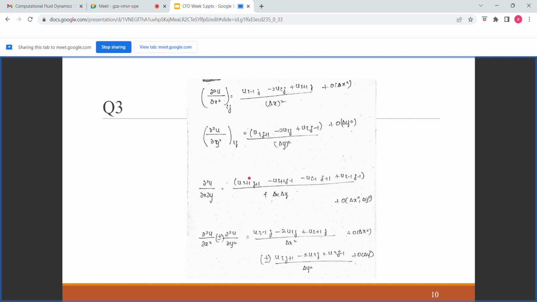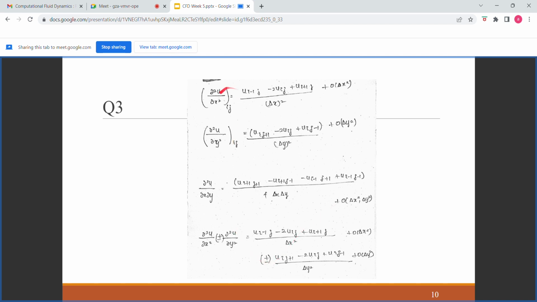The mixed derivative is given by u(i+1, j+1) minus 2 u(i+1, j-1) minus u(i-1, j+1) plus u(i-1, j-1), divided by 4 delta x delta y. It is second order accurate with x, second order accurate with y.